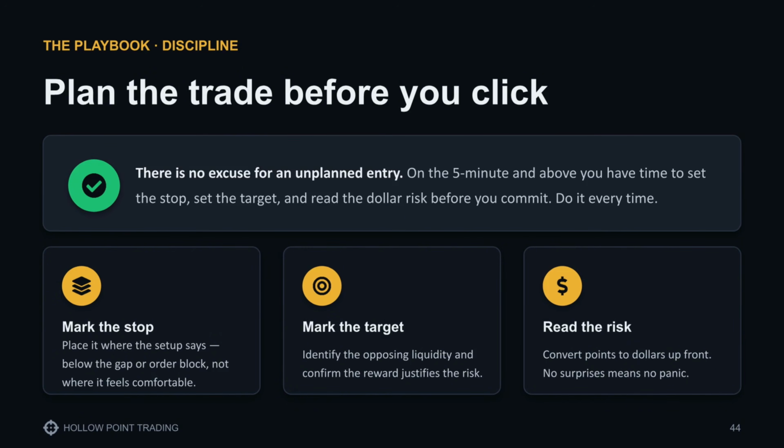Discipline is the final piece. Always plan your entry, your stop, and your target before you click. By defining your dollar risk in advance, you eliminate the emotions that lead to mistakes. Stick to your process, manage your risk, and treat trading as a professional endeavor.